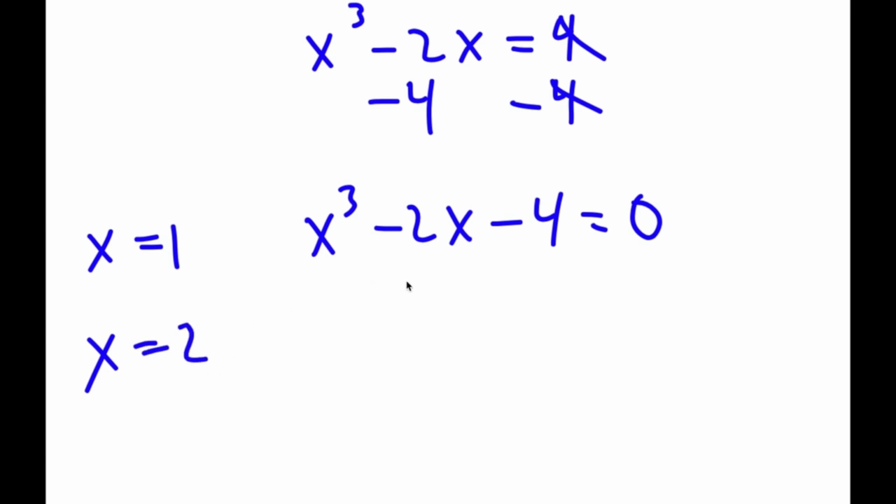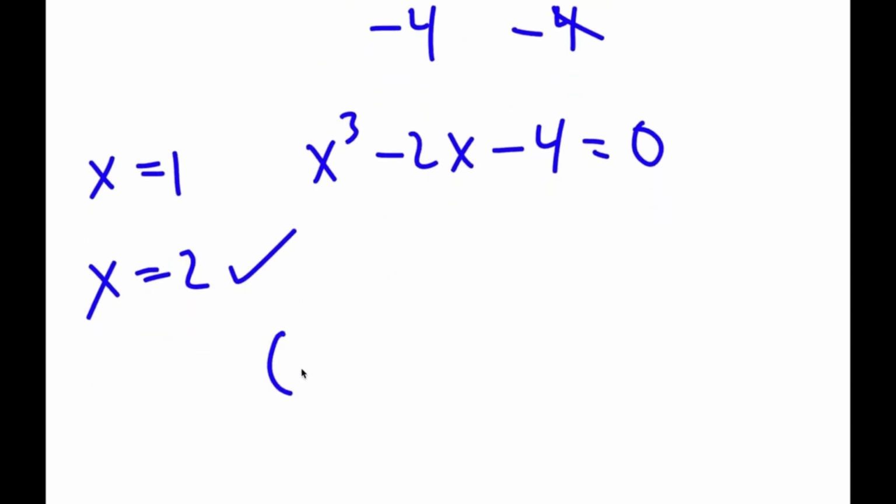X equals 2. I get 2 to the power of 3, which is 8. 8 minus 2 times 2 is 4, so I have 4 minus 4, which is 0. So x equals 2 is a valid solution. So now that I know that x equals 2 is a solution, this means that x minus 2 is going to be a factor of this.